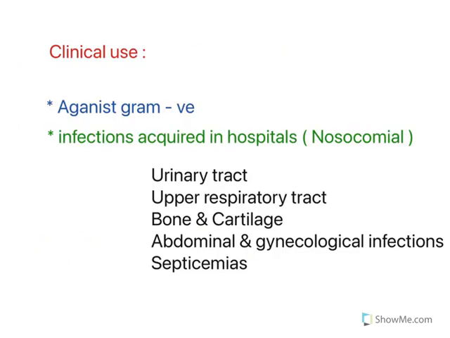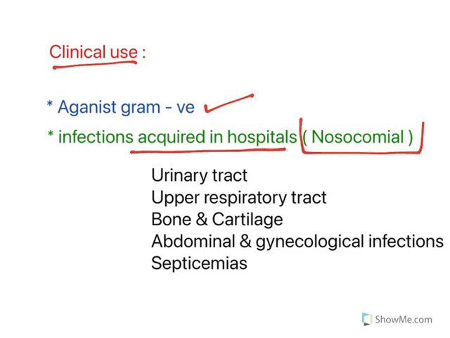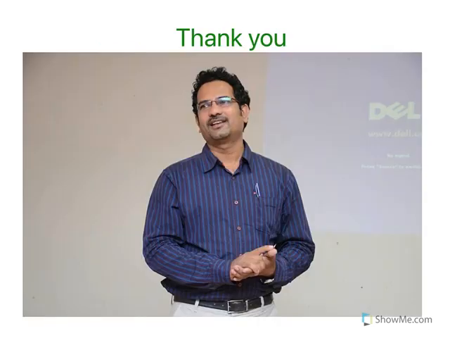as such. Now clinical uses, as I told you, it acts only against gram-negative, and especially it is used to treat infections acquired in hospitals. They are known as nosocomial infections, like urinary tract infection, upper respiratory tract, bone and cartilage, abdominal and gynecological infections, and septicemias. So this is the major clinical use of Aztreonam. So these are about beta-lactamase inhibitors and monobactams.